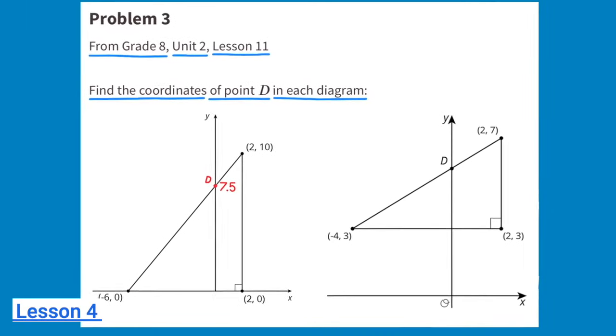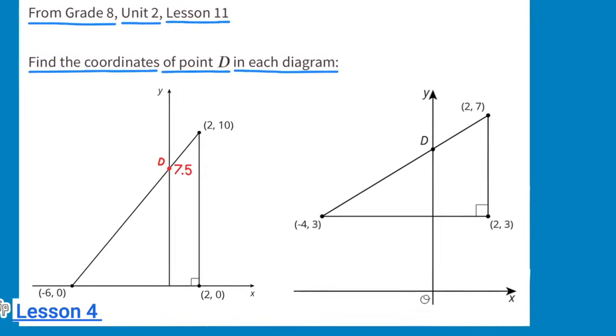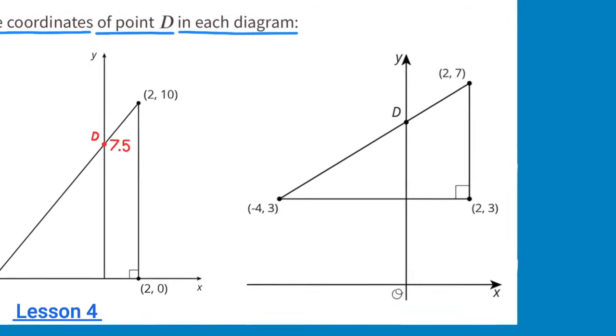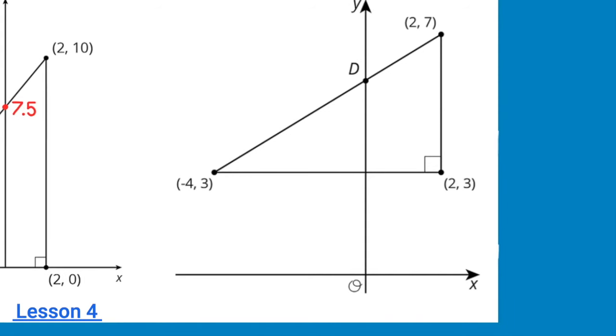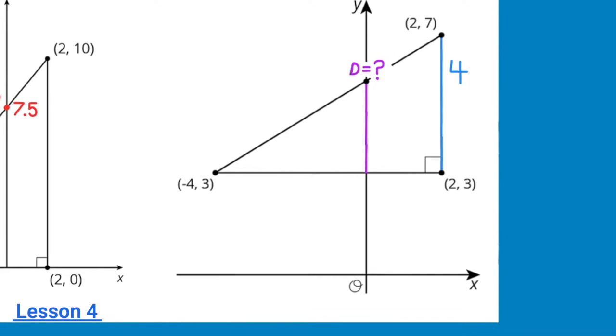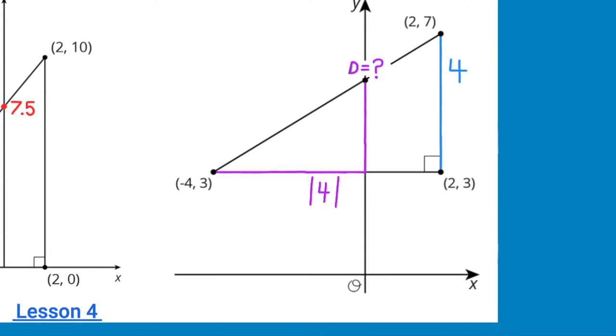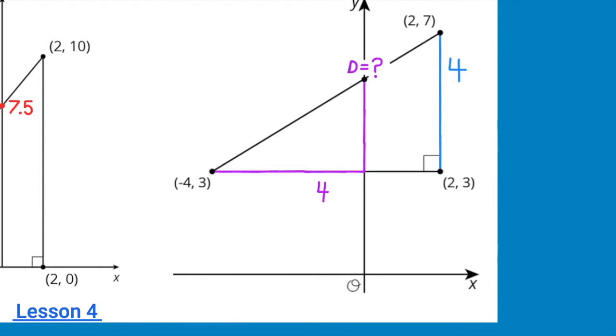Use the same exact strategy to find point D on the right, except this triangle is elevated above the x-axis. Add the side length of the triangle to the distance between the triangle and the x-axis, and you'll have the location of the y-coordinate for point D. The side length for the blue triangle is 4 units.